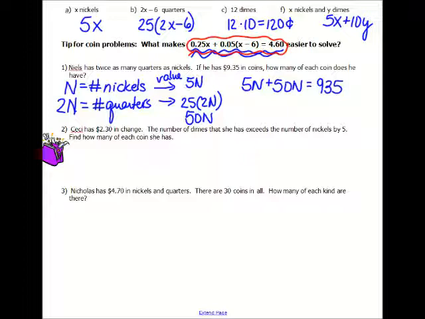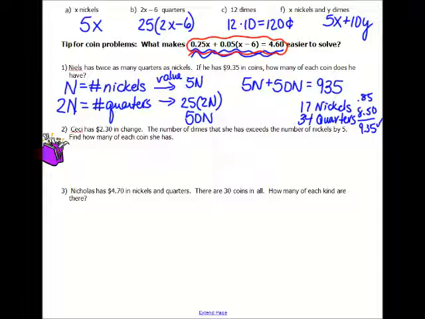So I would get 17 nickels and 34 quarters. And I always check with the value of that. 34 quarters, how much is that? 17 nickels, how much is that? Well, 17 times 5 is 85, and for 34 quarters, I would divide by 4 and figure out what that would be, and it's 850. If I add that together, it's 935. Check.